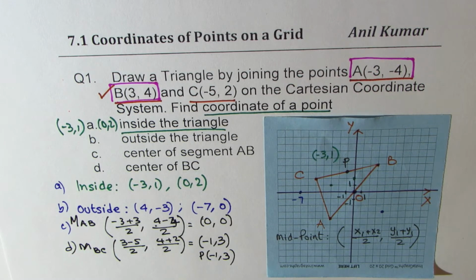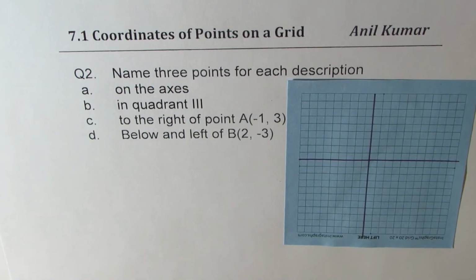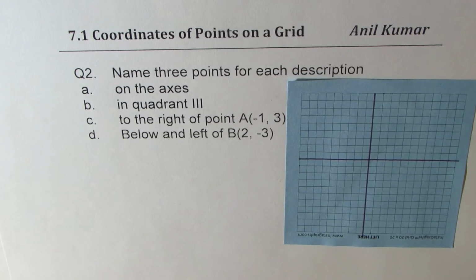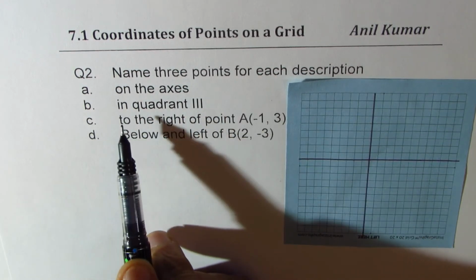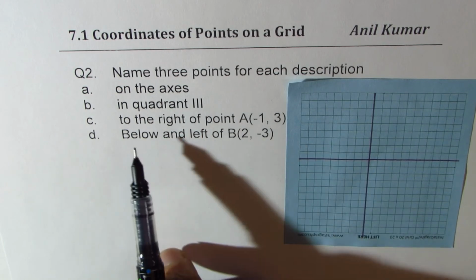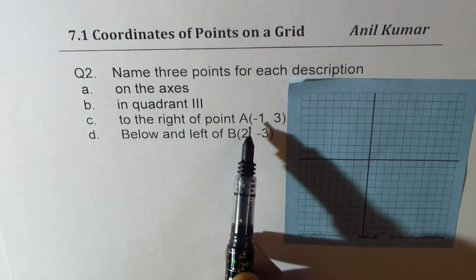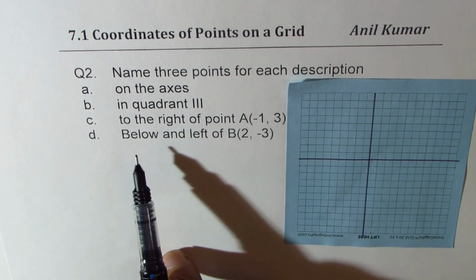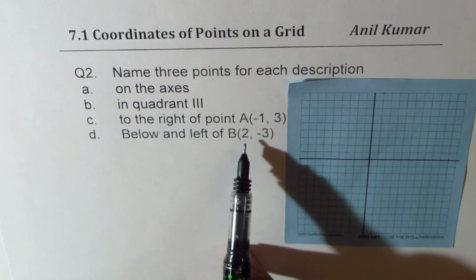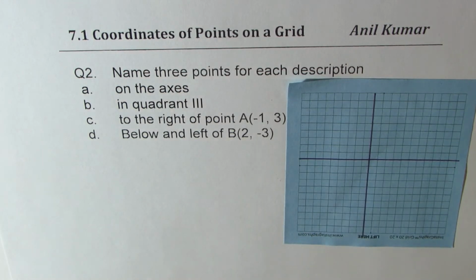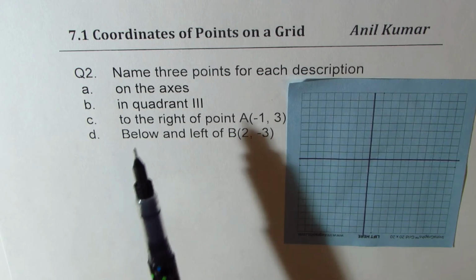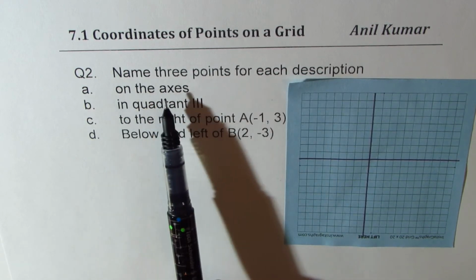Question number 2. Here is question number 2 for you. You can pause the video, copy the question, and then answer. Name 3 points for each description. On the x-axis, in quadrant 3, to the right of point A, which is minus 1, 3, and below and left of B, which is 2, minus 3. So you have to provide me with 3 points for each example.